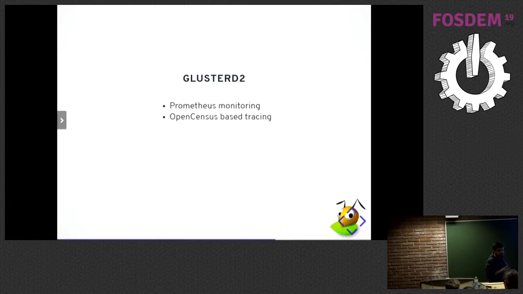In addition, GD2 also brings in support for Prometheus and OpenCensus so that you can trace or monitor GD2 with the standard tools that are used elsewhere in the container ecosystem. Prometheus is widely used for monitoring within Kubernetes. OpenCensus implements the Open Tracing API. So again, we provide Open Tracing API endpoints so you can trace operations across the cluster if required.